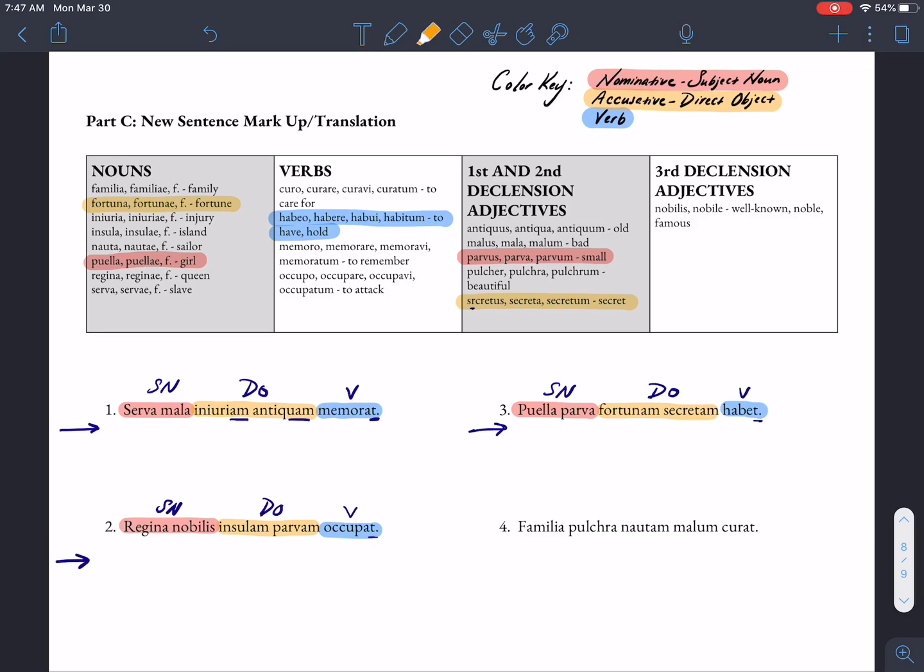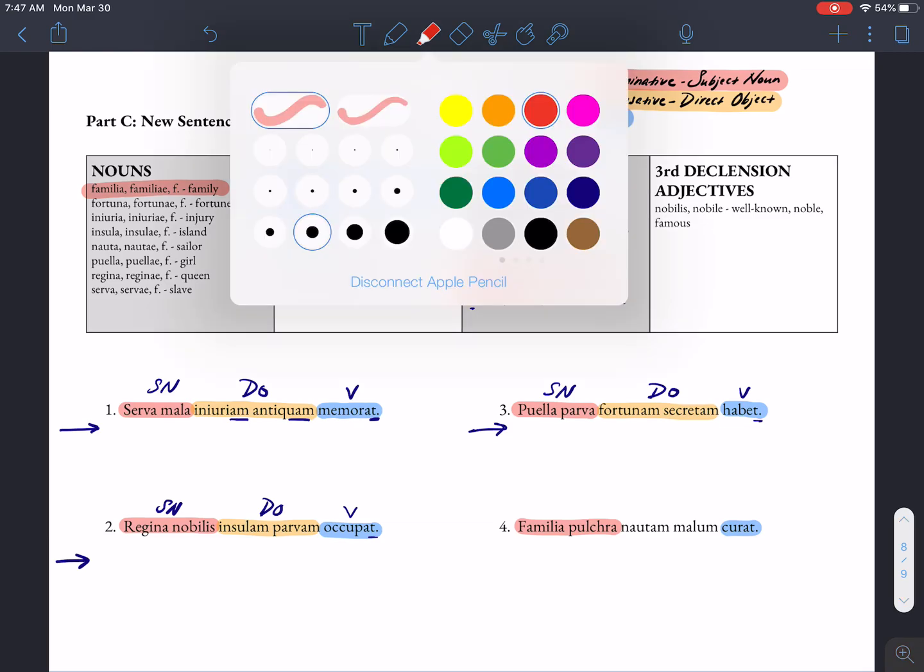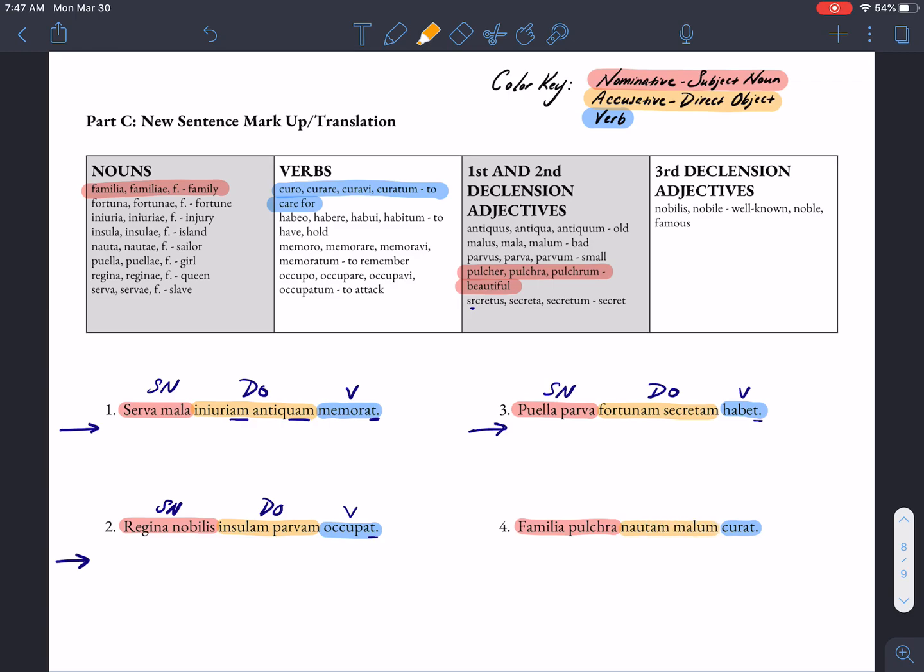All right, so first things first, always find your verb. This time it's at the end of the sentence. Sorry, let me highlight what we need. Coming from curo, curare, to care for. Now, curat is singular, so we need a singular nominative subject, and we have one. It's familia. And look at that, it's right next to an adjective that even looks like it matches. So we've got familia, familiae, and we've got pulcher, pulchra, pulchrum, meaning beautiful. Now we've got nautam and malum.